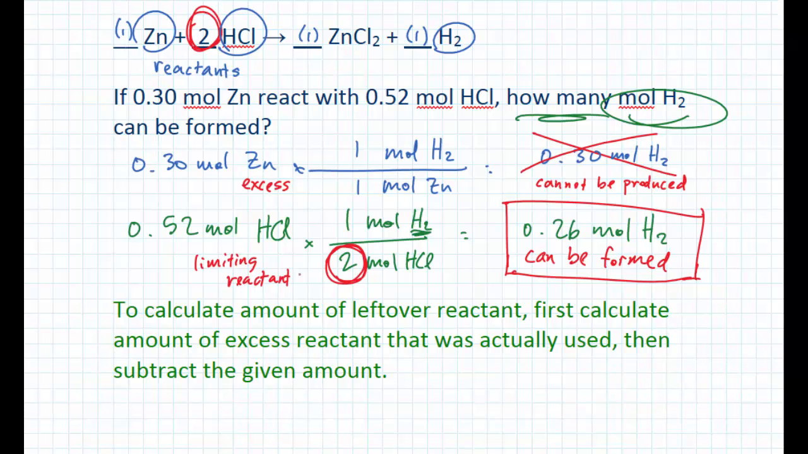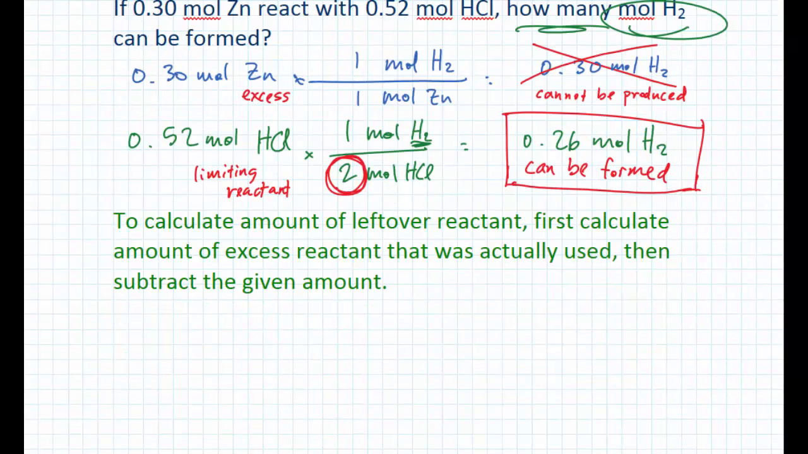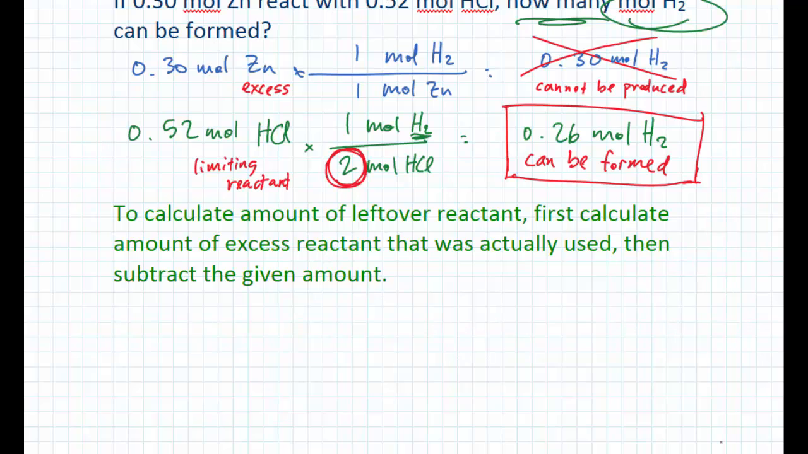Does any of this sound familiar to you, reacting with zinc and HCl when some zinc is left over? Does that ring any bells for anybody? Let's calculate the amount of leftover reactant. Let's first calculate the amount of excess reactant that was actually used.